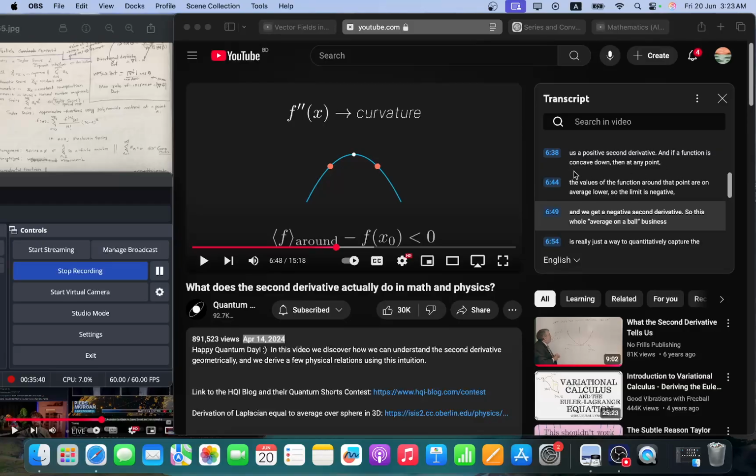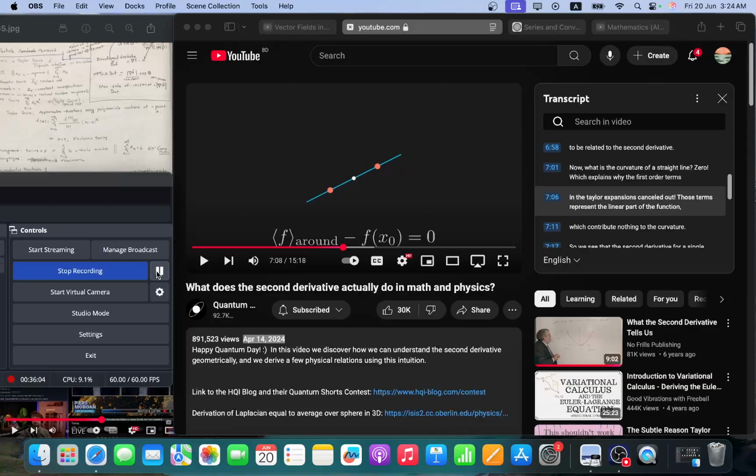And if a function is concave down, then at any point the values of the function around that point are on average lower, so the limit is negative. I don't know why the limit is negative. Okay, sure, why not. And then we get a negative second derivative, so this whole average on a ball business.